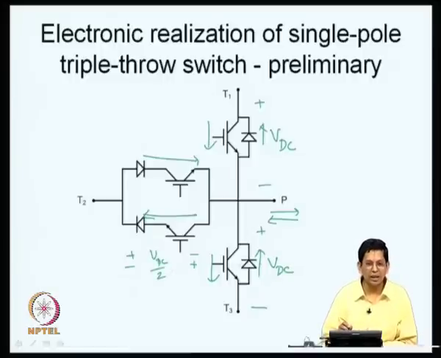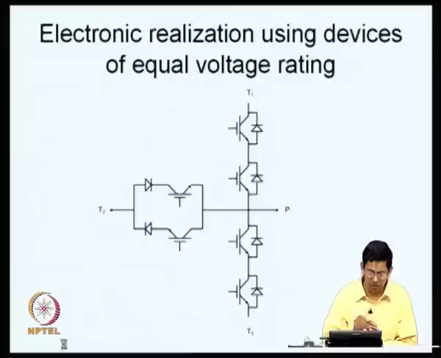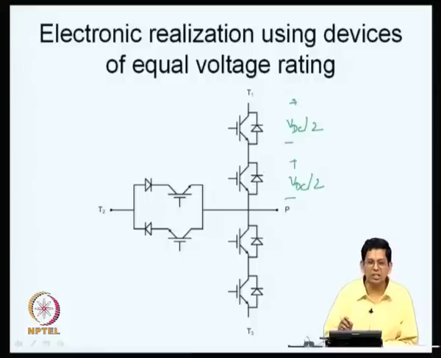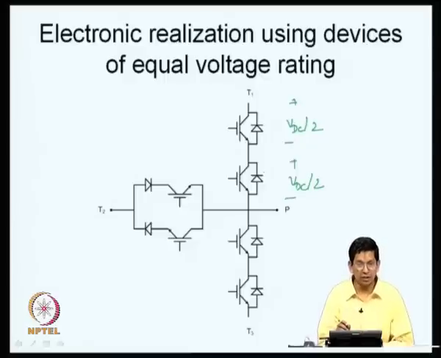So, we want to realize a single pole triple throw switch not with devices of voltage rating VDC and some devices with VDC by 2. We want to realize this with all devices whose ratings correspond to VDC by 2. So, what we do is go in for a series connection just to start with, so that one of them is capable of blocking a potential VDC by 2 and the other one is also capable of blocking a potential equal to VDC by 2. So, the two together in series can block a potential equal to VDC. This is just an idea, we are still moving towards what is going to be our final circuit now.